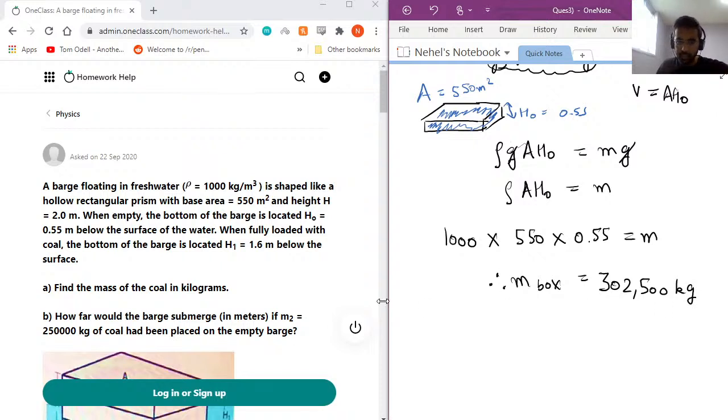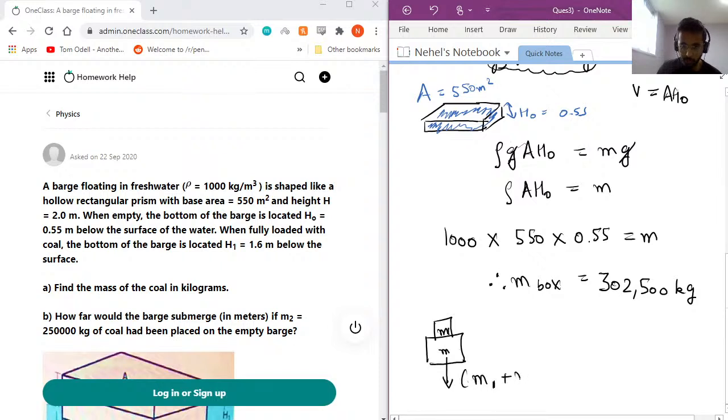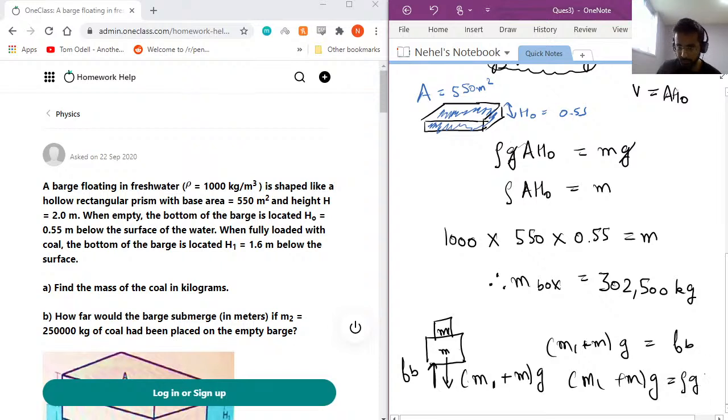Okay, so that's essentially the first case, but the question was asking for the mass of the coal in kilograms. So in the second case, we added another mass on top of this M, we added some coal, M1. So now the free body diagram becomes: we have the downward force of M1 plus M times G, and then we have a different buoyant force FB acting on it because it's still being supported. So in this case, M1 plus M times G is equal to FB. We know the buoyant force is equal to the density times G times the volume.